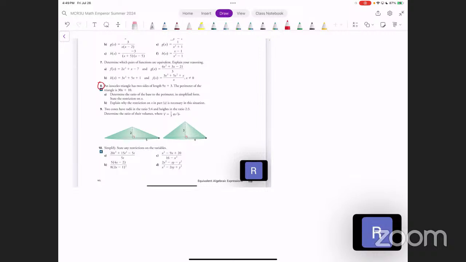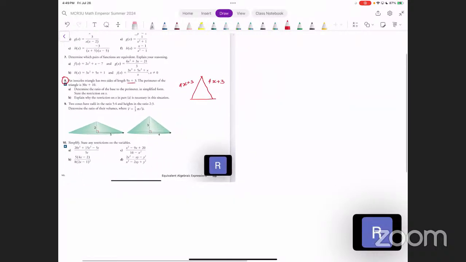All right. We're talking about an isosceles triangle. Two sides are equal. The equal side is 9x plus 3, isn't it? Now, we don't know the third side. Let's call the third side S. But we know the perimeter. So what's the perimeter of the isosceles triangle? 30x plus 10, isn't it?